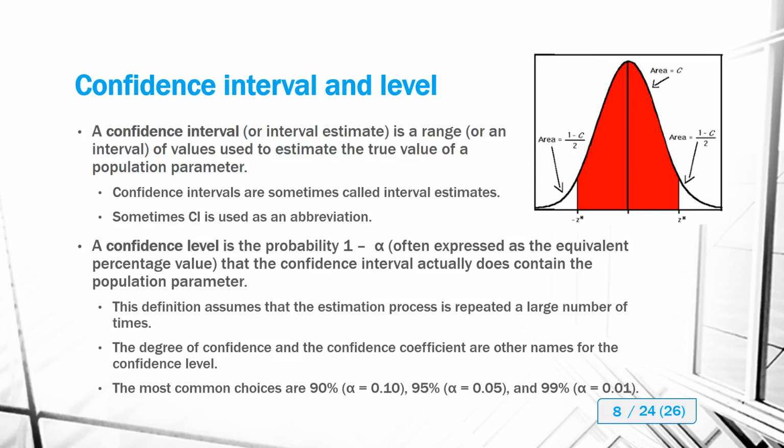Common choices for confidence levels are 90%, 95%, and 99%. These correspond with alpha levels. If you have a confidence level of 90%, that corresponds with an alpha of 0.1. A 95% confidence level corresponds with an alpha of 5%, and a 99% confidence level corresponds with an alpha of 1%.